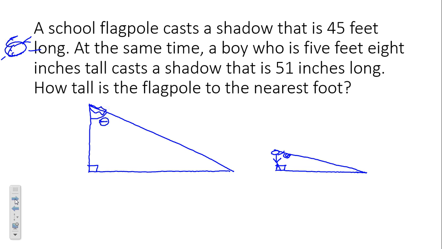So we've got our picture. That's part of the battle. The other part's getting the numbers in the right place. So the shadow is 45 feet. Where do I put 45 in my drawing? At the base of the flagpole's triangle, right? So this is 45 feet. That's the shadow.